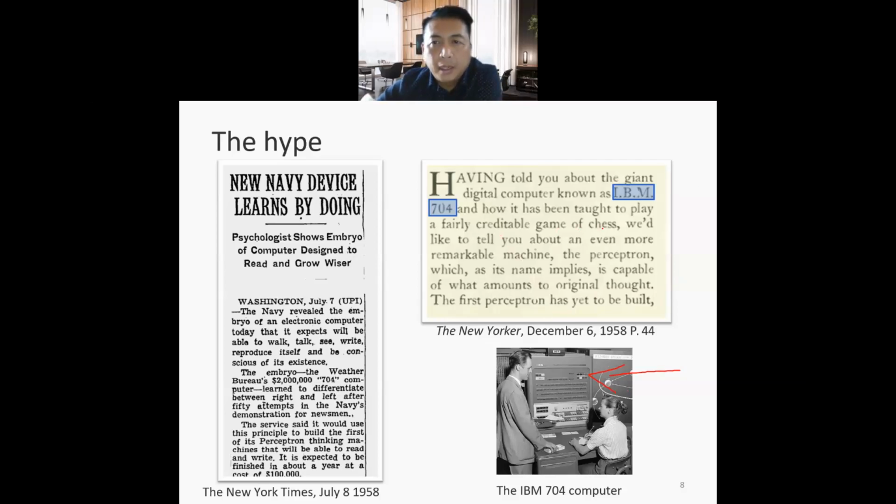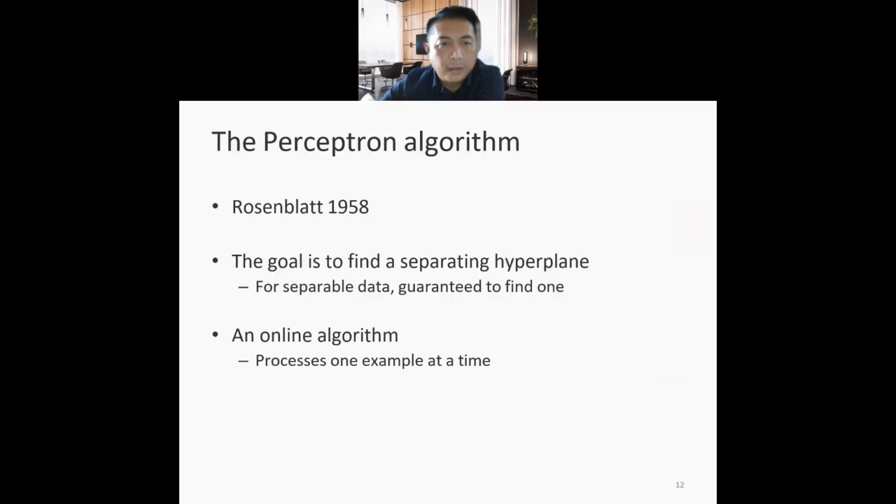Okay, that can play chess. That can be trained to play chess. Imagine in 1958, people were already discussing and doing research about this, and that is the beginning of the perceptron. It was introduced by Rosenblatt in 1958.